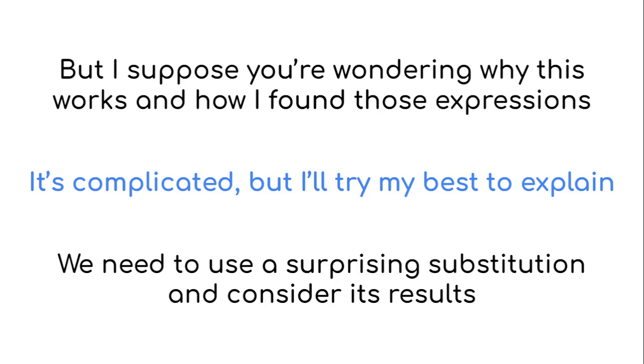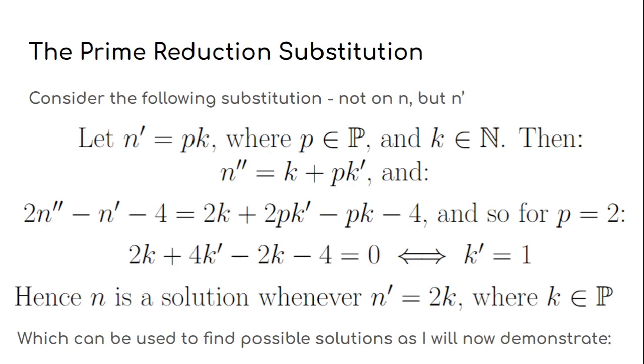The substitution we need is called a prime reduction substitution, and rather than being on n, it is on n prime. This is useful because it reduces, hence the name, the order of the equation from a second order equation to a first order equation. Generally speaking, the substitution is to let n prime equal p times k, where p is some prime and k is some natural number. In our case, however, we're just going to use p equals 2. Hence, we get n double prime is k plus 2k prime. Now substituting this and rearranging a bit, we end up with k prime is equal to 1. Now we've seen this before, it just means that k has to be prime.